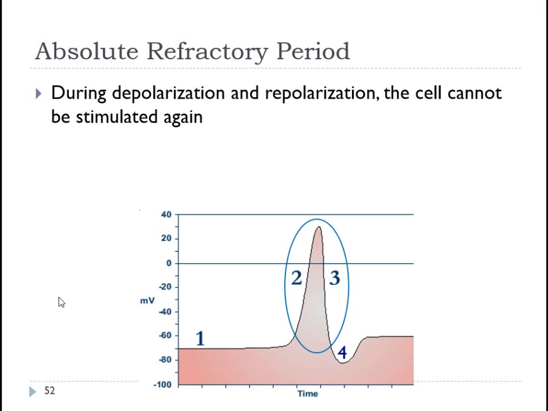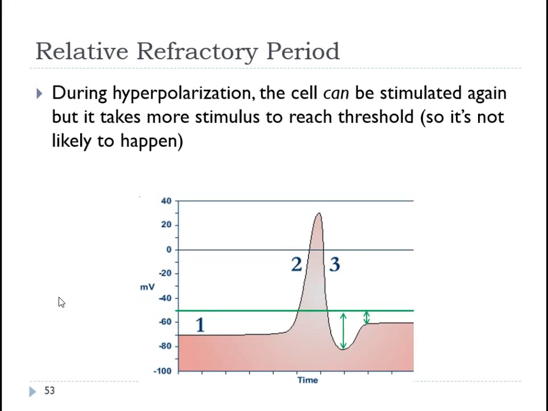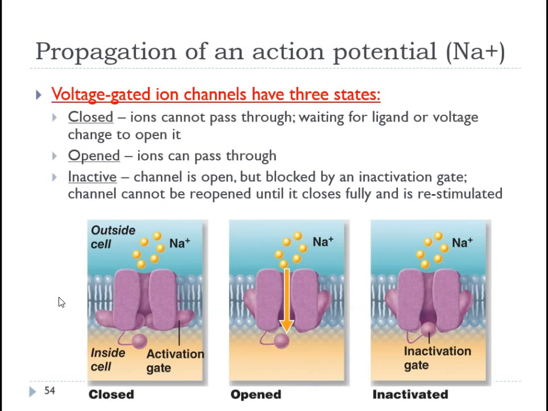So once we get past that refractory threshold period, we're going to push that stimuli over to our next area of our axon. Then we're going to go to that hyperpolarization. The cell can't be stimulated again, but it takes in some stimuli to get it back to resting membrane potential.